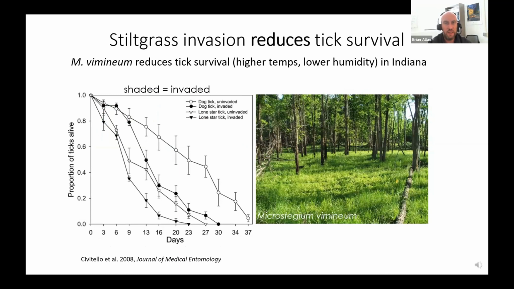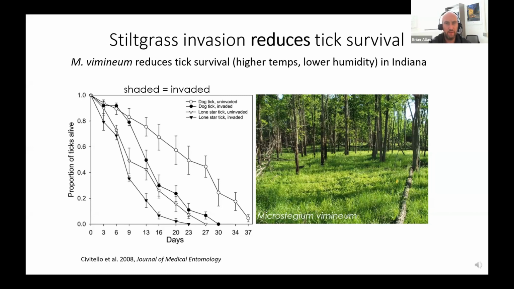So I had some colleagues at Indiana University who were working on some similar questions. This is work by Dave Civitello, Luke Flory, and Keith Clay, who were all in Bloomington, Indiana at the time. And in that part of the country, they were seeing a widespread invasion by an invasive grass called stilt grass, or Microstegium vimineum. And Microstegium forms these dense monocultures in the understory of eastern deciduous forests. And their group was interested in whether this change in understory composition, which was so striking, could be impacting tick survival.